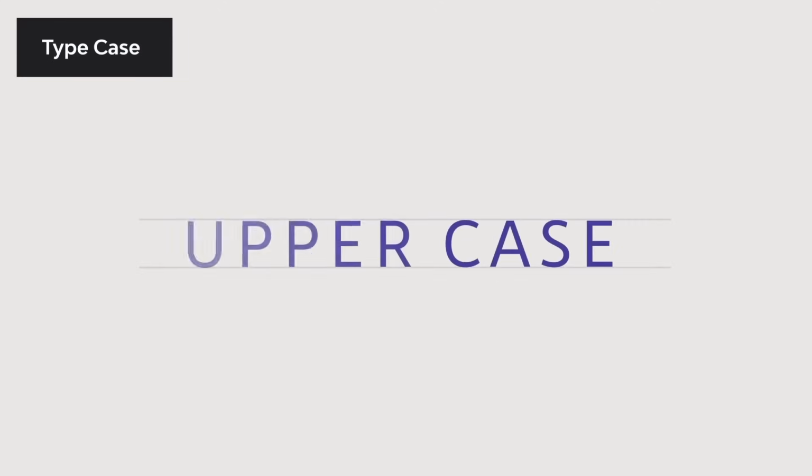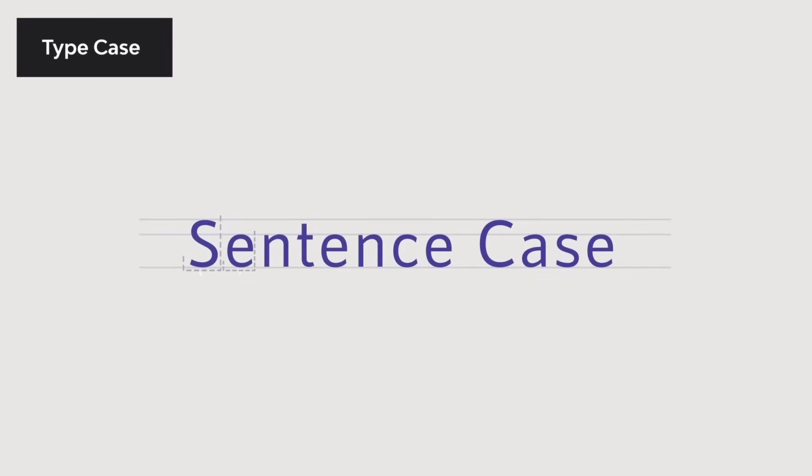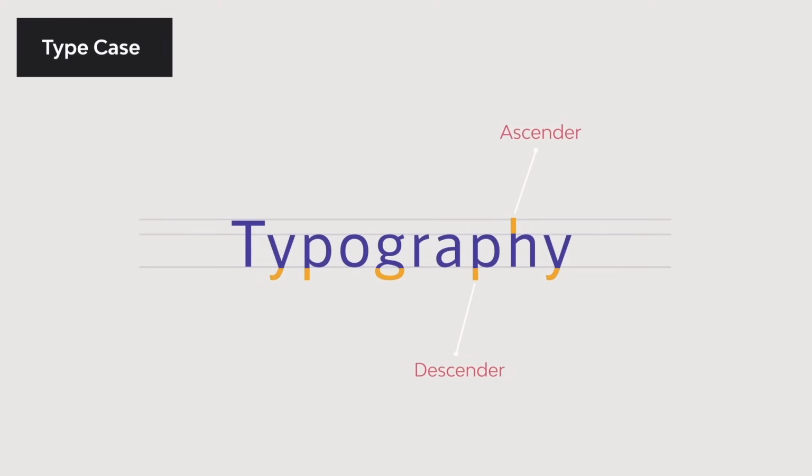Typecase. All caps text tends to be challenging to read because there is not much distinction between the shapes of each character. For lengthy text, try using upper and lower case, also named sentence case. The ascenders and descenders help distinguish characters easily.